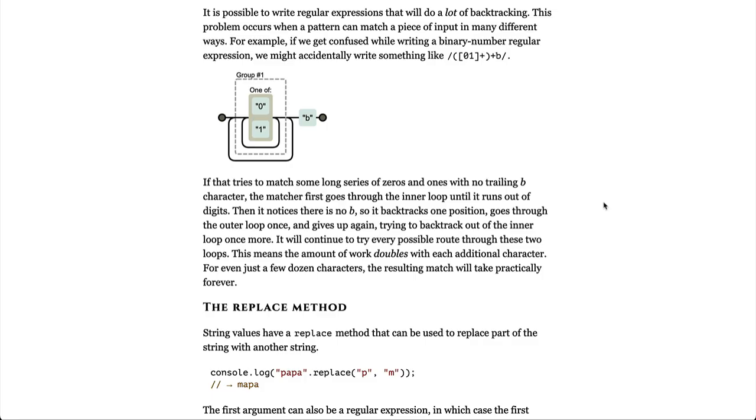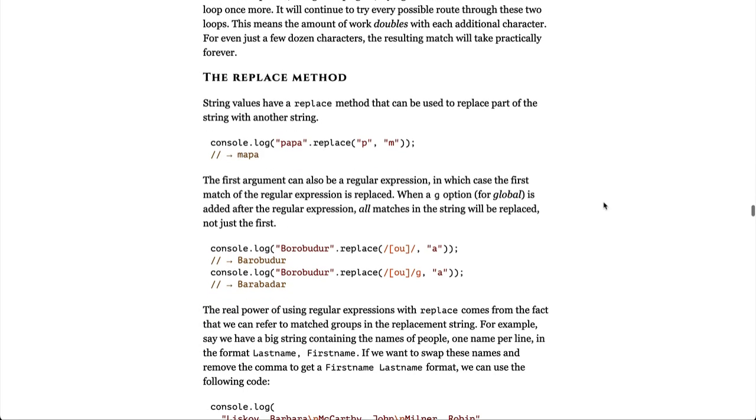Then it notices there is no b, so it backtracks one position, goes through the outer loop once, and gives up again. Trying to backtrack out of the inner loop once more, it will continue to try every possible route through these 2 loops. This means the amount of work doubles with each additional character. For even just a few dozen characters, the resulting match will take practically forever.